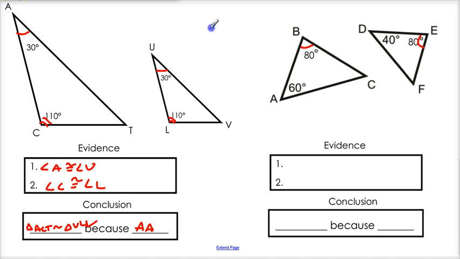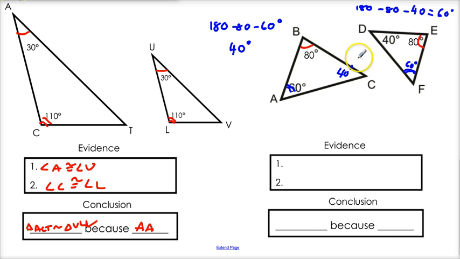So remember, all we have to do is do 180 minus 80 minus 60. And when I do that, I get 40 degrees. Whoa! And I could do the same thing on this side too. So 180 minus 80 minus 40, this is how I find my missing angle, and that gives me 60 degrees. So now I know that I have at least two congruent angles. So I got 60 right here, and I got 60 right here. So now I have two angles that are congruent, and I can write out my evidence.